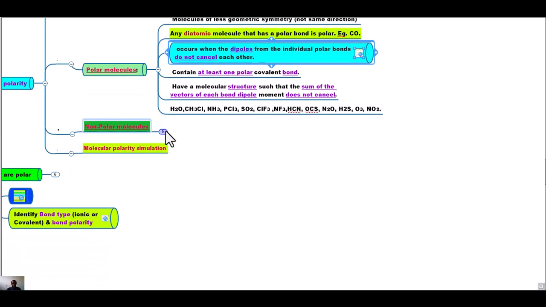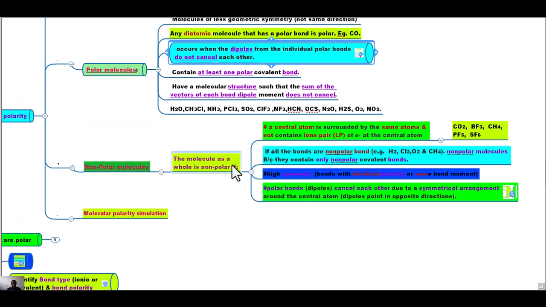A non-polar molecule is a molecule in which the molecule as a whole is non-polar if a central atom is surrounded by the same atoms and does not contain a lone pair on the central atom. For example, you can take these molecules. Second, a molecule as a whole is considered non-polar if all bonds are non-polar bonds.